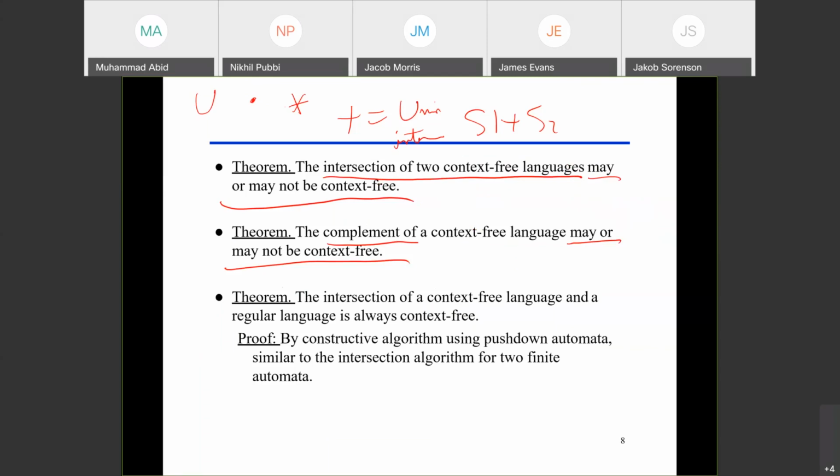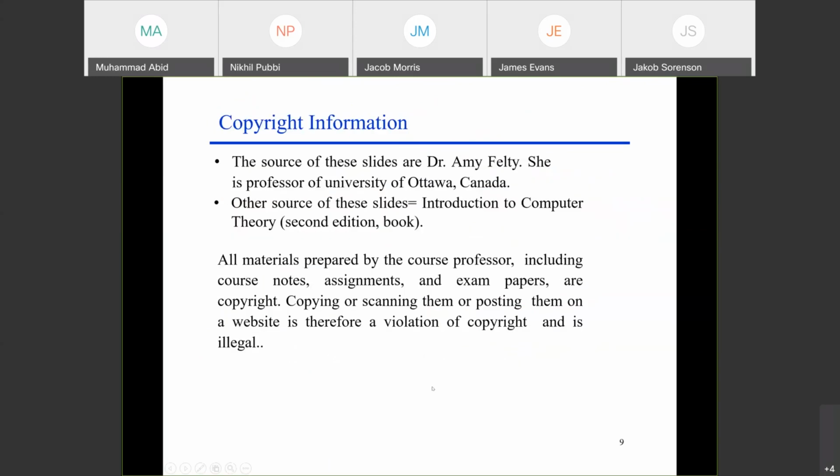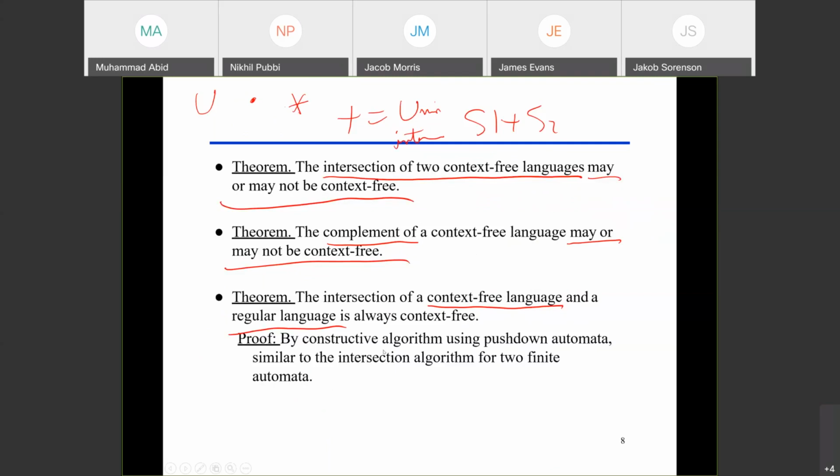Now, when you apply intersection of a context-free language and a regular language, the resultant thing will always be context-free. Why? Because a regular language by itself is a context-free language, so it is under the scope of that. We can prove that using a PDA, similar to the intersection algorithm for the finite automata.